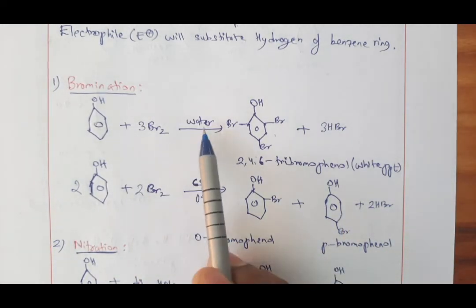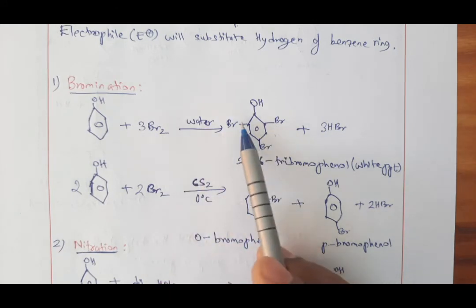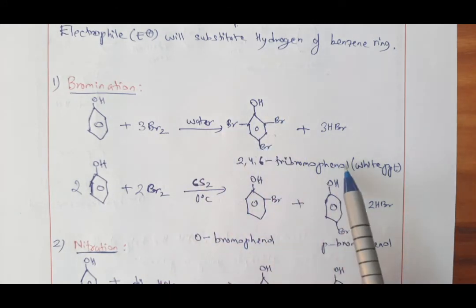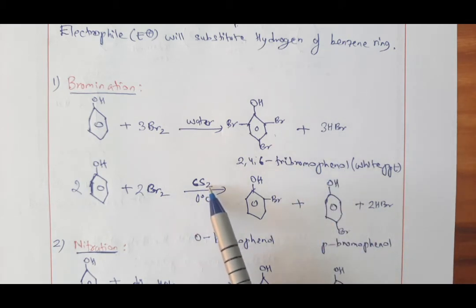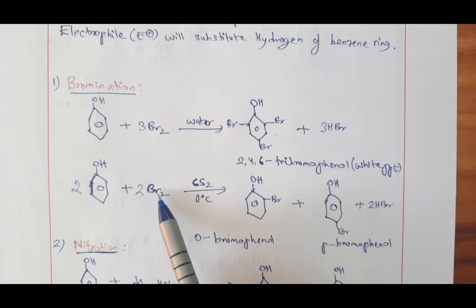So students, when you react with water, bromine will attack the ortho and para positions simultaneously to form this product, which is a white precipitate, and the name is 2, 4, 6 tribromophenol. But when you use carbon disulfide as solvent, bromine will not attack the ortho and para positions simultaneously.